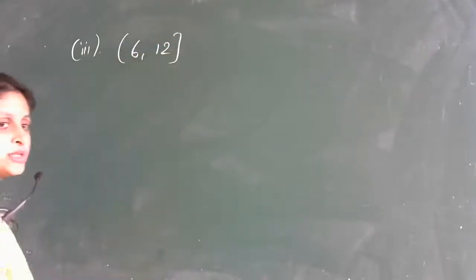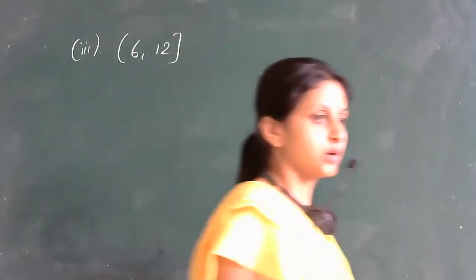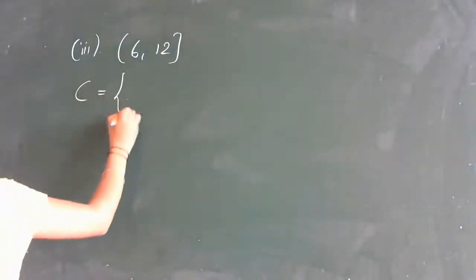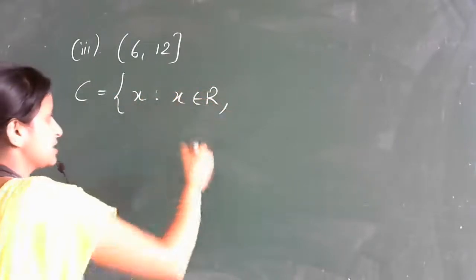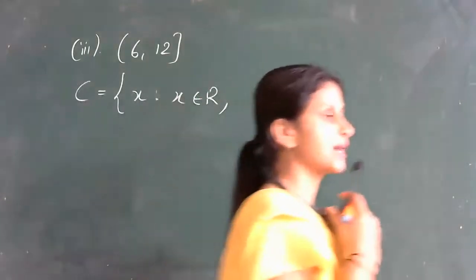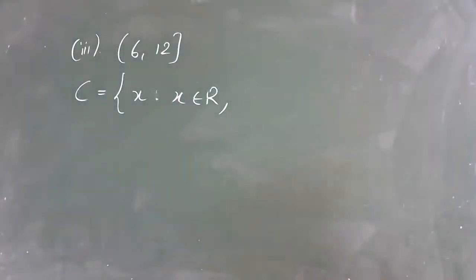Third one, interval is open 6, closed 12. Means it is semi-open, semi-closed. Now tell me, what will be the set? Let me give it the name C. So x such that, I'll write this for you. X belongs to real numbers. And what about the inequality sign? It is open at 6 and closed at 12. Means it is semi-open and semi-closed. How will you write it in set builder form?